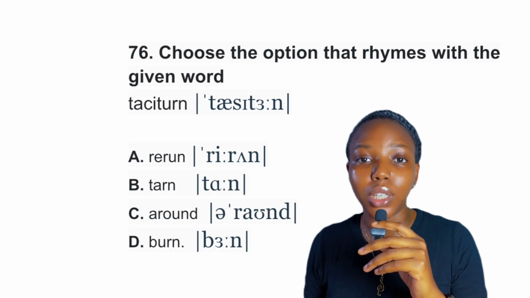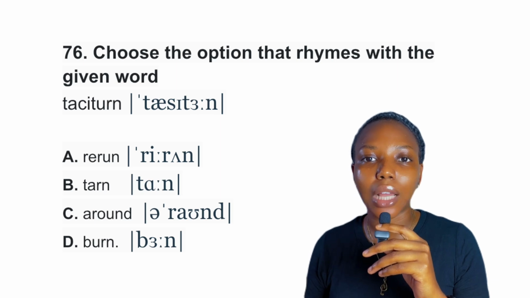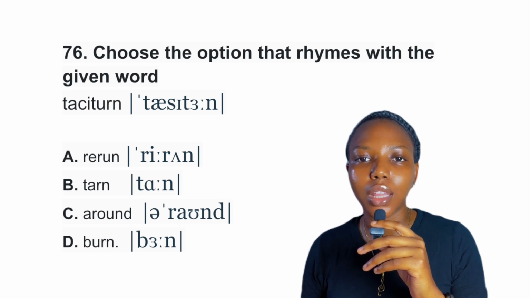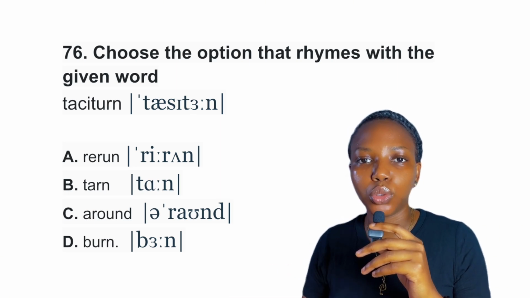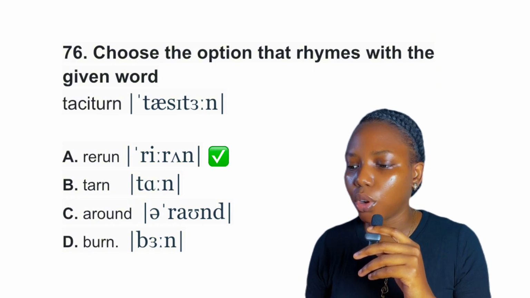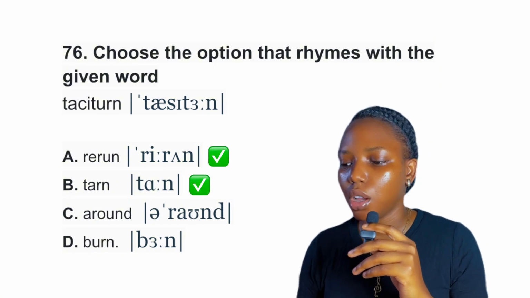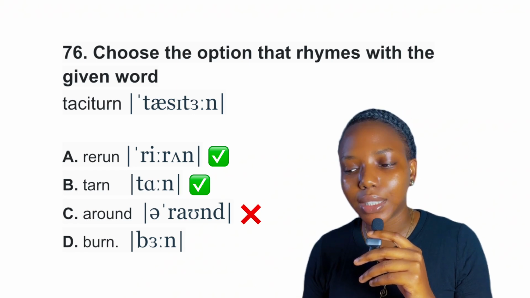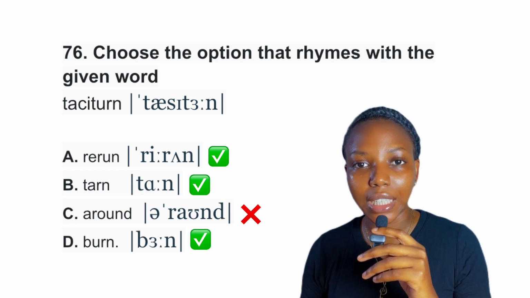So this given word is taciturn, right? The last sound is n followed by t. Now let's go to the options. We see option A ends with n, so we are good to go. Option B, n, we're good to go. Option C, we have d, so we let it go. Option D, we have burn, n, we're good to go.